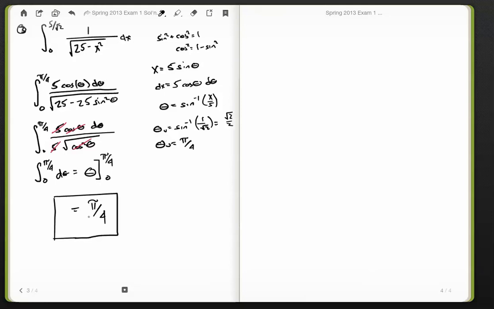Okay. So we can leave it in pi over 4. We can leave our integral in terms of theta here because we changed our limits in terms of theta. You can't leave the 0 and the 5 over root 2 here.